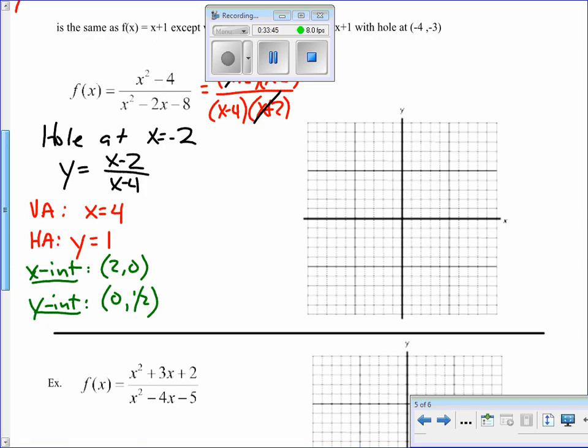Okay, and I think we forgot to find the point our hole is at. Our hole, if I plug in negative 2 there, let's see, that's negative 4 over negative 6, so the hole is going to be at negative 2 comma 2 thirds. Okay, let's put everything on the graph, see what this looks like. So we've got the vertical asymptote at x equals 4. 1, 2, 3, 4. Horizontal asymptote at y equals 1. Okay. X-intercept, 2, 0. And y-intercept at 0, 1 half. And our hole is going to be at negative 2 comma 2 thirds.